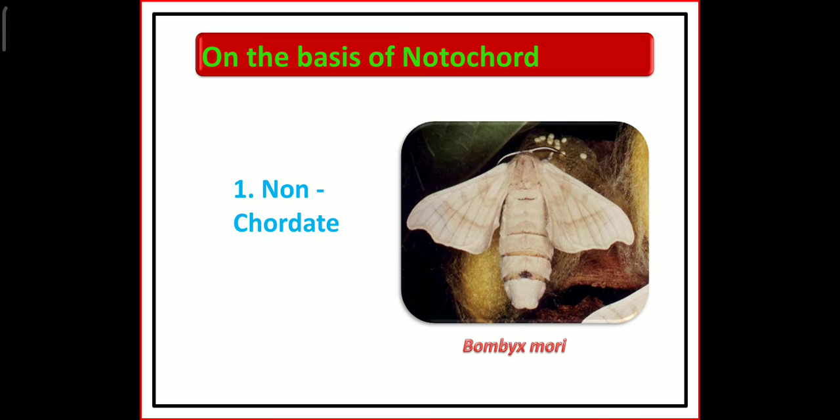Non-chordates. Non-chordates are those animals which don't have any notochord, and these are mainly found in invertebrate animals like the phyla Arthropoda, Porifera, and Cnidaria, because the animals of these phyla don't have any notochord.